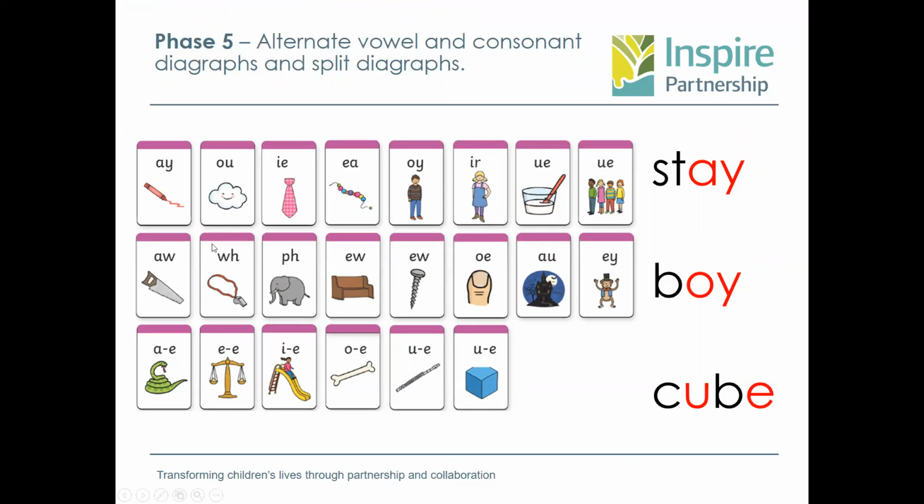At phase 5, alternate vowel and consonant digraphs are introduced, including split digraphs also. These are alternate sounds as the children have already learned a sound, but with different letters. So for example, they've already learned a and an i together to make ai in rain and train. So now they're introduced to a with a y together, which is another grapheme for the sound ai. So I'll go through these sounds with you.